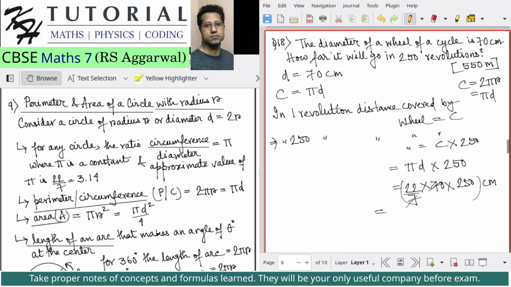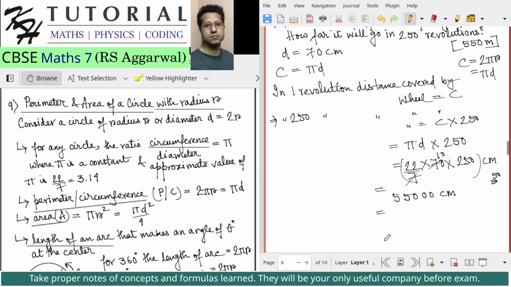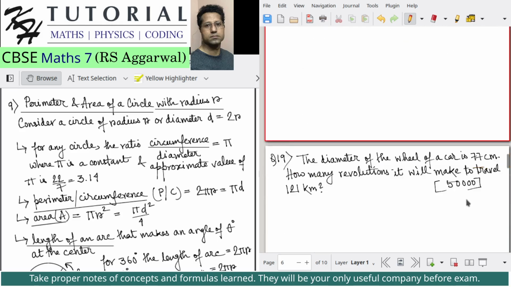So this is equal to 10, and how much is 25 multiplied by 22? It is 550, 55000. This much centimeter is the distance covered. We have to find the result in meter. So this will be equal to 55000 divided by 100 meter, which is equal to 550 meter. Okay, let's see the next problem.